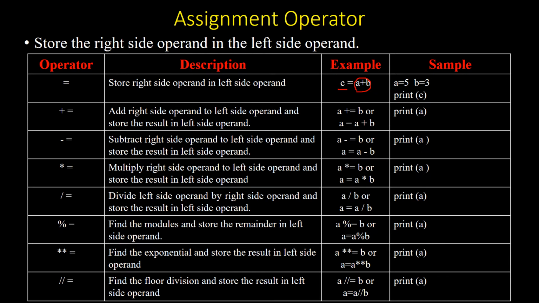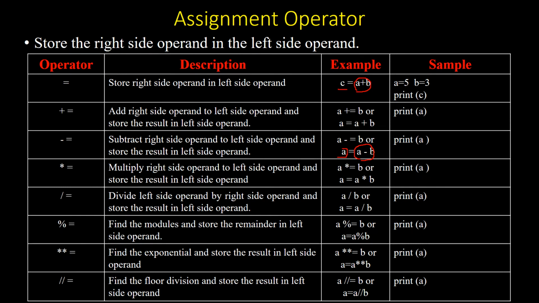Then add the right side operand to the left side operand and store the result in the left side operand. Here a plus equal to b, or we can say a equal to a plus b. So we perform a plus b and the result is stored again in the a value. Then subtract the right side operand from the left side operand and store the result in the left side operand, that is, a minus equal to b, or a equal to a minus b. The result is stored in the a value.